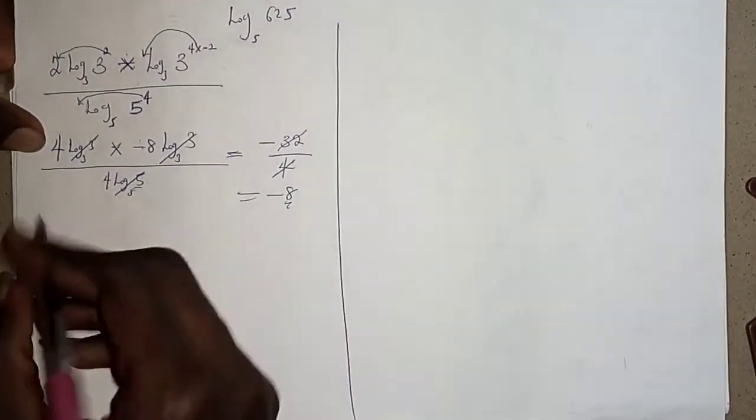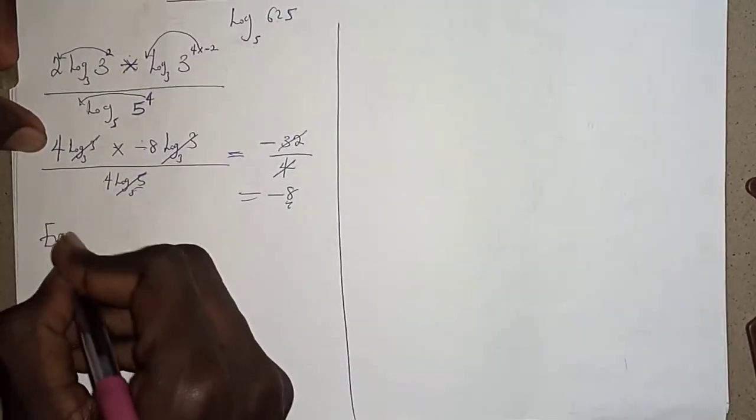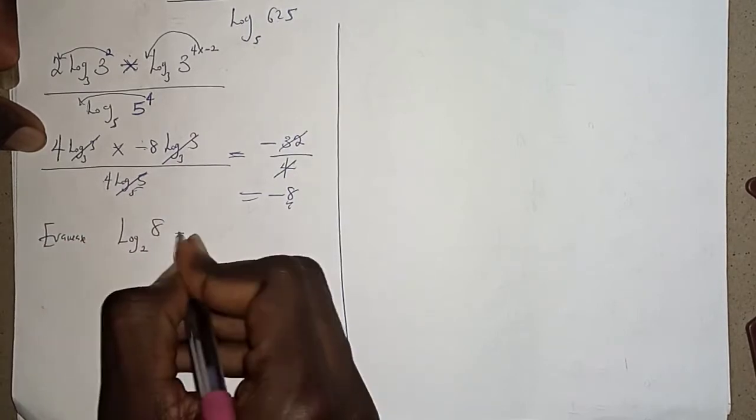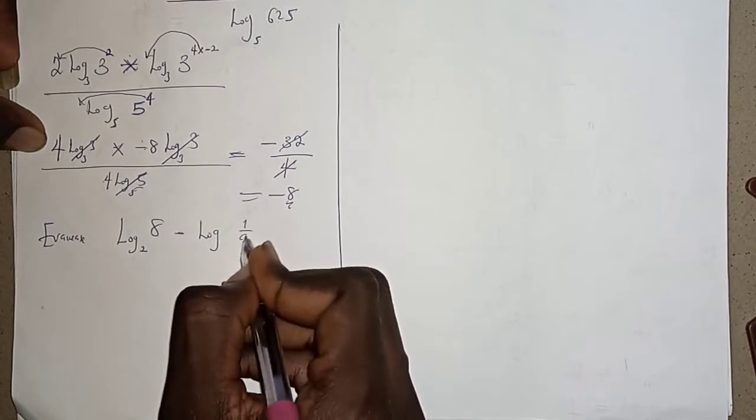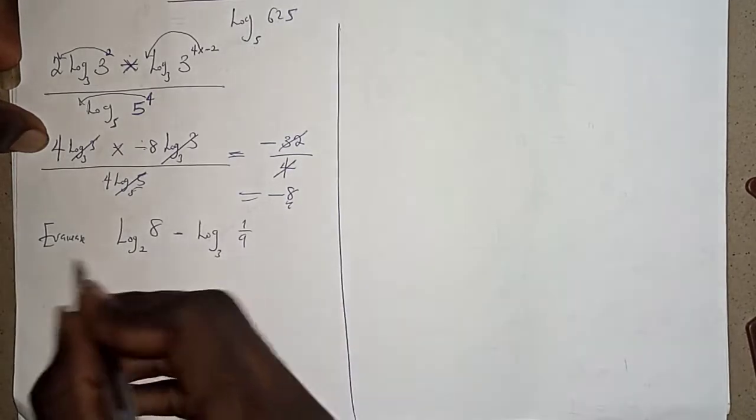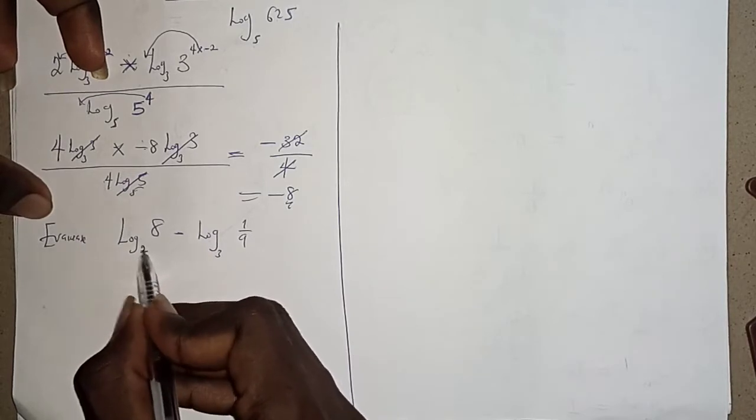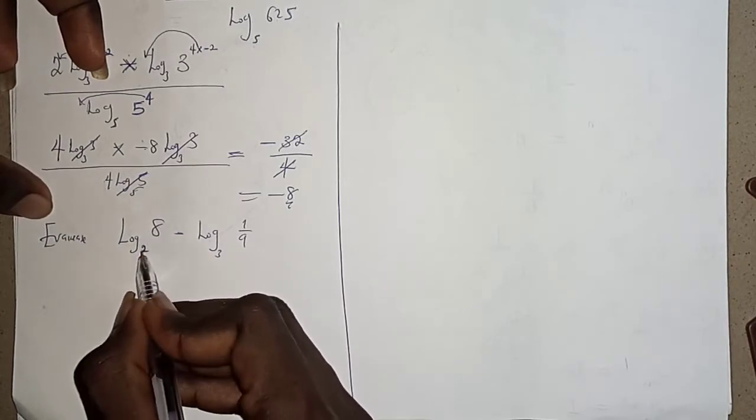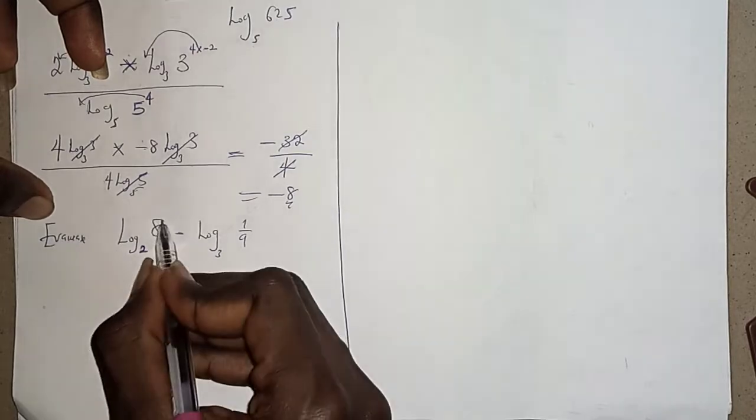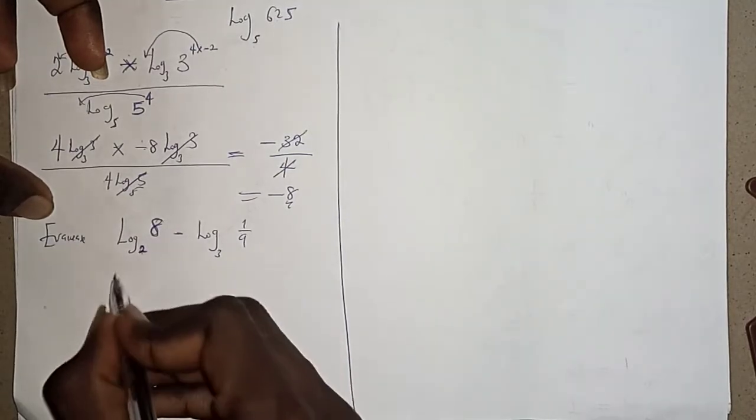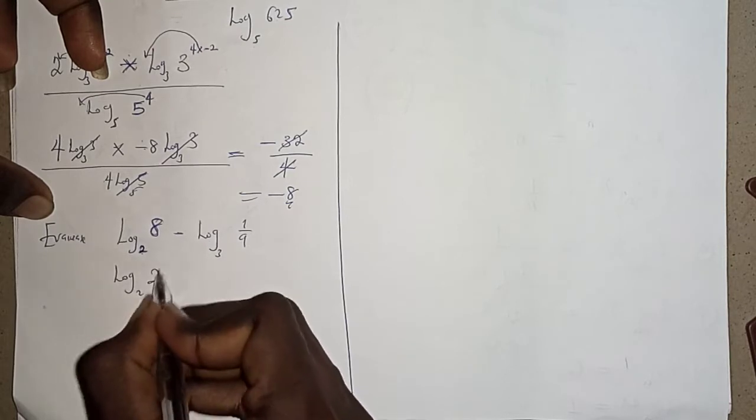And then we also have another question here. We are asked to evaluate logarithm of 8 to base 2 minus logarithm of 1 over 9 to base 3. Now when you have something like this, the first thing you need to do is consider the base. Like I said, between 8 and 2, which one is the smallest? This is the smallest. So that means I have to break this 8 down to 2. And how will you do that? You know that will be what? 2 raised to the power of 3.